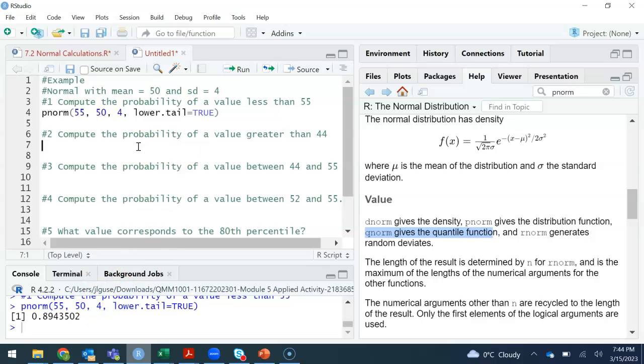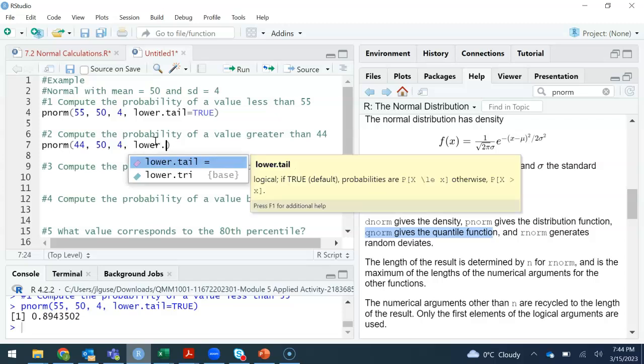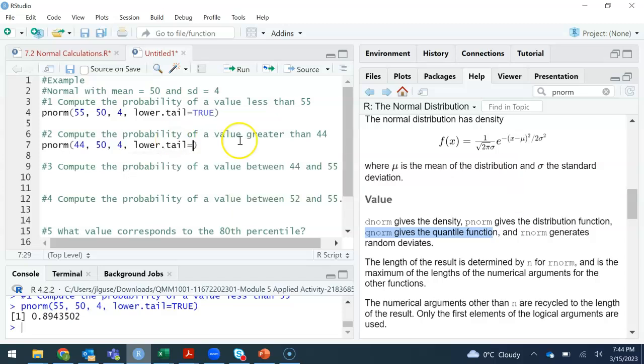Compute the probability of a value greater than 44. Again, we want a probability, so we start with p-norm. The value in the question is 44. The mean is 50. The standard deviation is 4. For lower tail, do we want less than? No. This question says greater than. So lower tail will be false. We want greater than that value. The probability is 0.9331928.